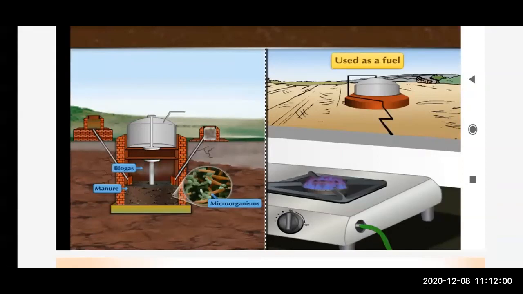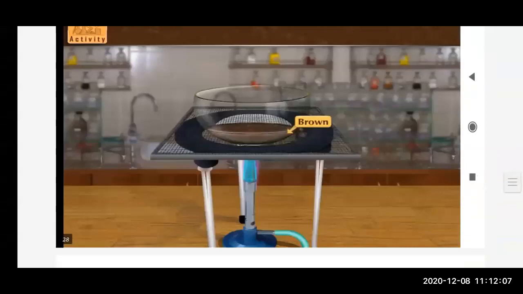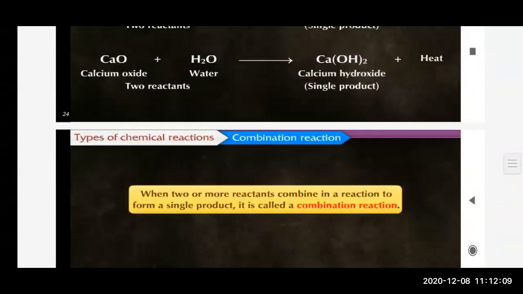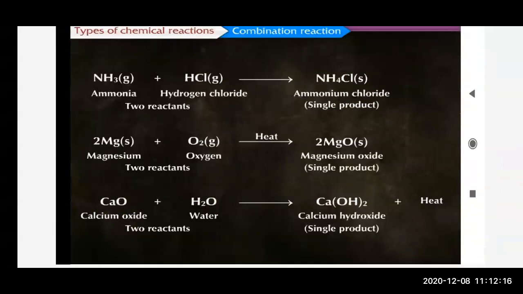Once again, we see what a combination reaction and a decomposition reaction are. First, we saw three activities to understand the meaning of a combination reaction. The first was the activity about ammonia and hydrogen chloride. In that activity, we took a small amount of hydrochloric acid in a test tube and heated it, and we took a glass rod dipped in an ammonium solution and held it on top of the test tube.